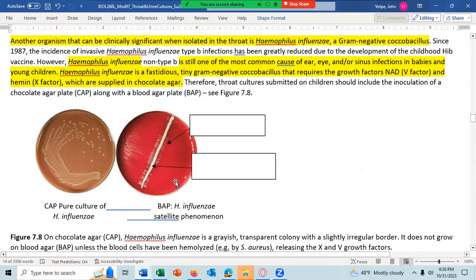The only way you can get Haemophilus influenzae to grow on blood agar is if you streak Staphylococcus aureus this way, a line of it on the blood agar, and then streak Haemophilus influenzae perpendicular to it this way. Haemophilus influenzae will not grow away from the Staphylococcus aureus.